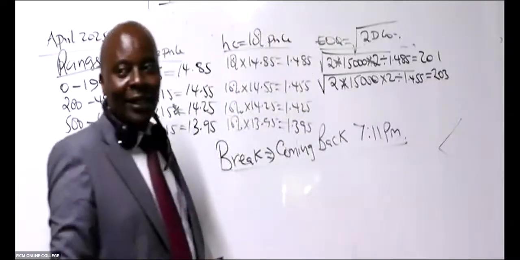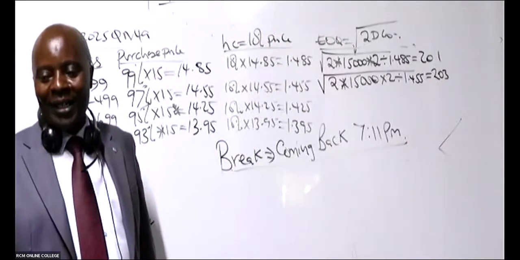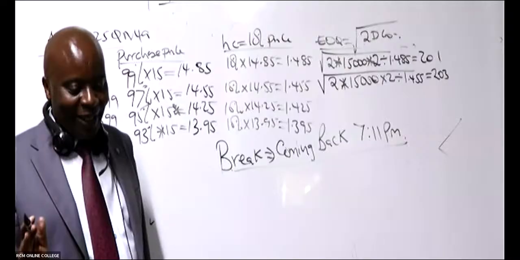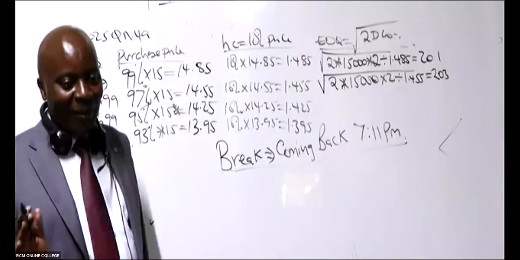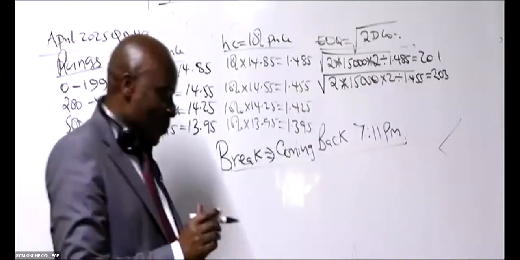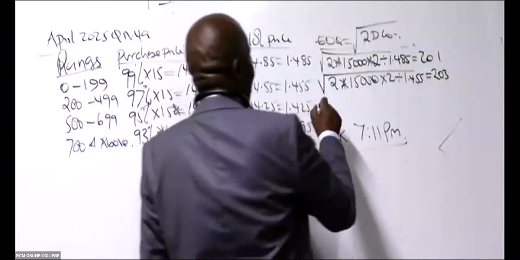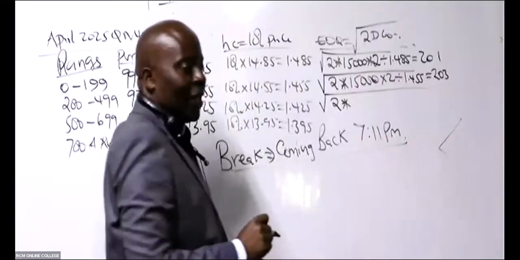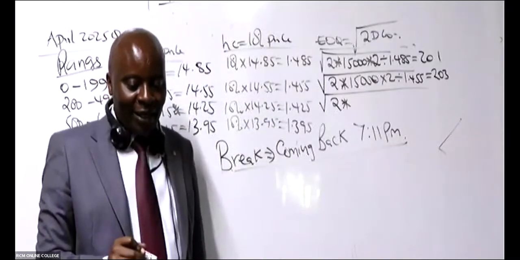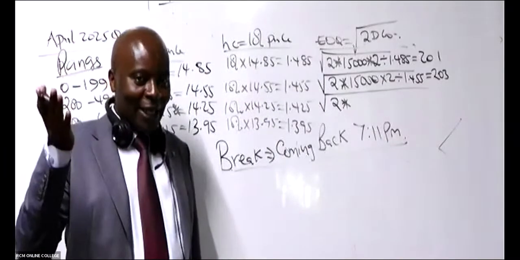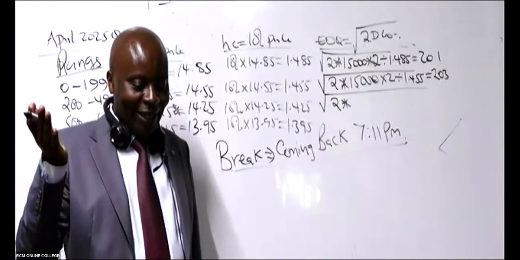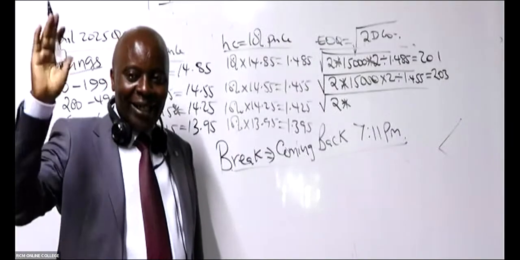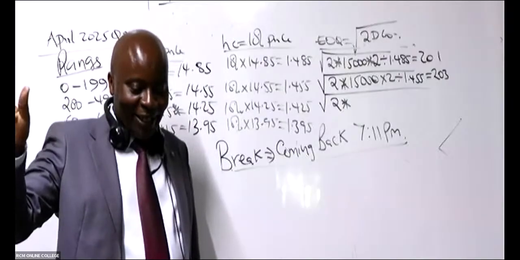Tumepotea, eh? Iko sawa. Iko sawa, eh? Iko sawa. So tuendelee mbele. So hapa unakuja unasema square root of. Ya, wanafunzi wa online msisikie vibaya. Si nyinyi nitawatumia M-Pesa. Wanafunzi wa online sitawatumia M-Pesa. Eh? M-Pesa na nyinyi mnataka M-Pesa.